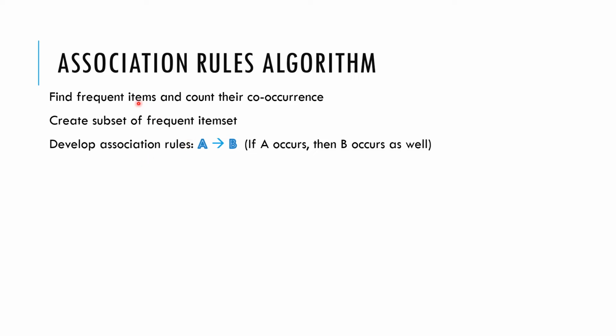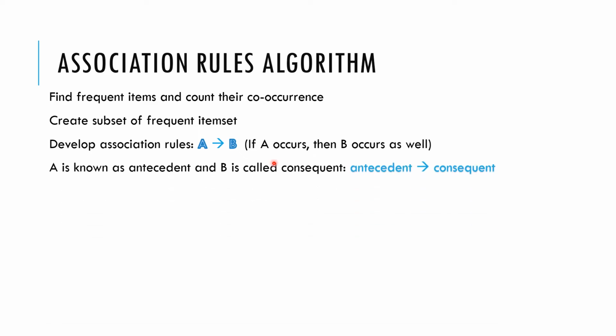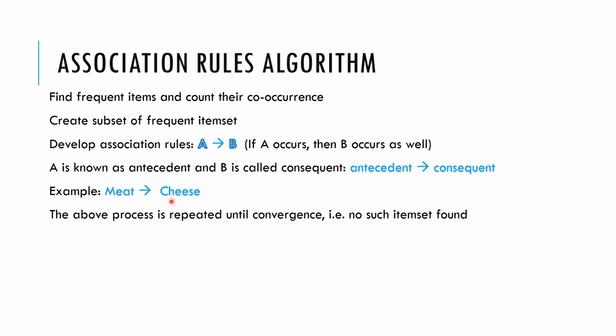Then, based on these, we develop association rules. Here, if A occurs, then B occurs as well. A simple example: A is known as the antecedent. If A is selling, then B is also selling along with that, and B becomes the consequent. So antecedent and consequent. An example is meat and cheese, which we saw in the previous example. Meat and cheese have sold together many times. The above process is repeated for each frequent item set until convergence, when no such item set is found.